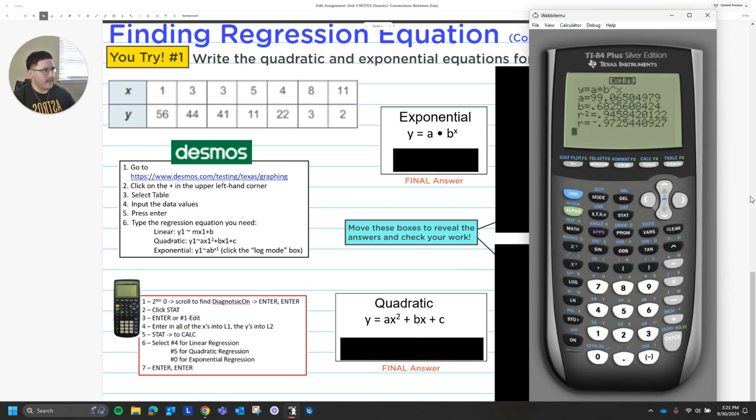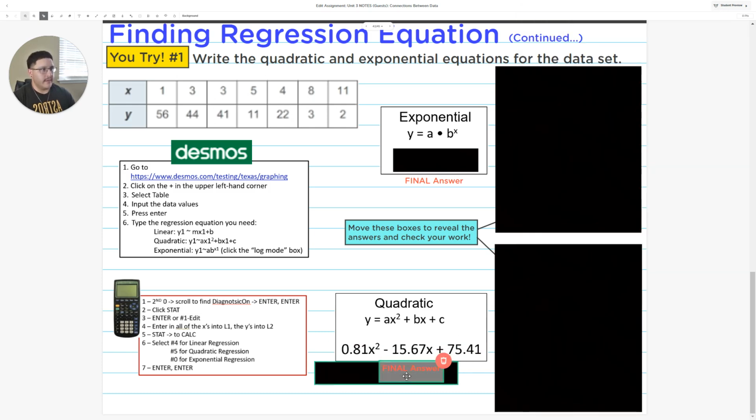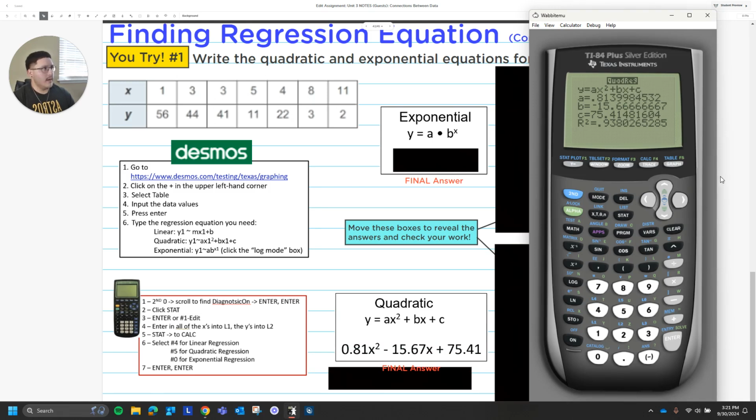For quadratic, I'm going to type the following. Stat, right, and then option 5 for quadratic. And then there it is. A is 0.81. B is negative 15.67. C is 75.41. And again, notice the sign of the B value changes the sign of the formula to a negative. That's it for both calculators.